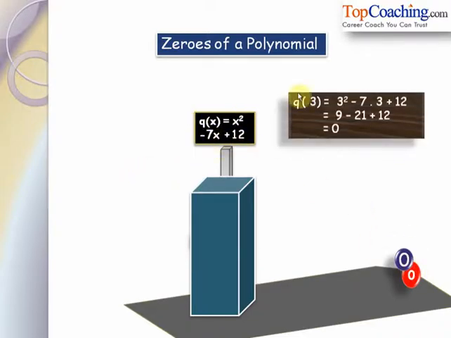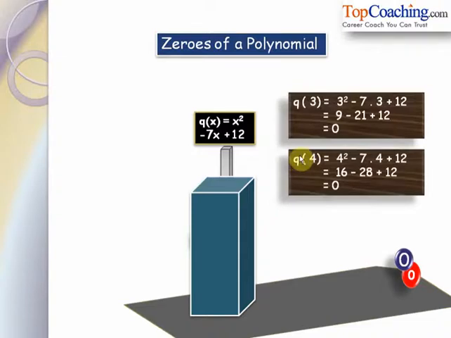Now let's check why we get 0. q(3) is equal to, we simply replace x by 3 in this expression, and what we get is q(3) equal to 3 square minus 7 into 3 plus 12. This becomes equal to 9, this becomes minus 21, and this becomes 12. And when we add them, what we get is equal to 0. So q(3) is equal to 0.